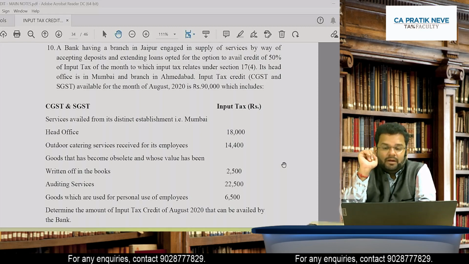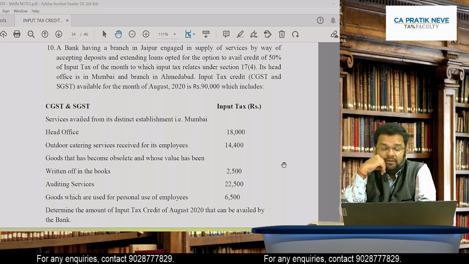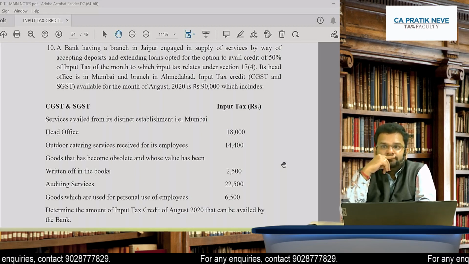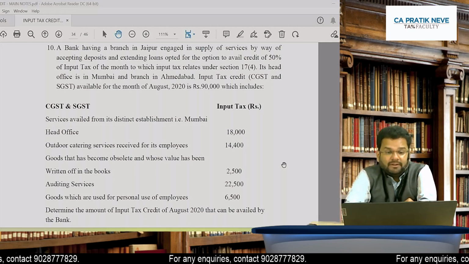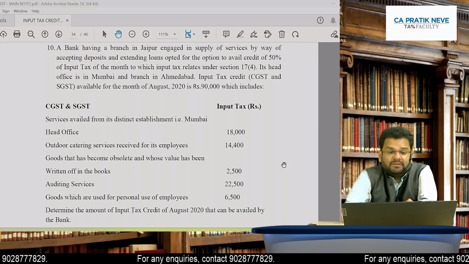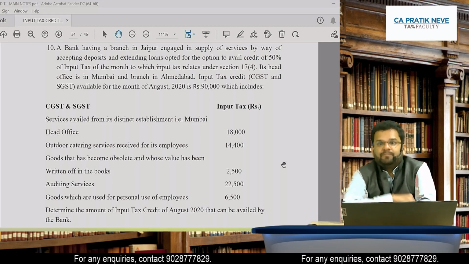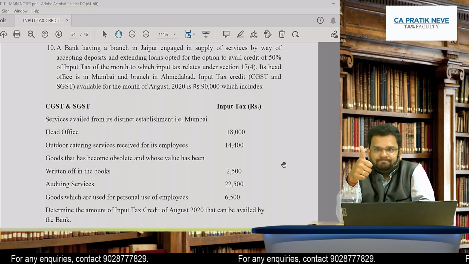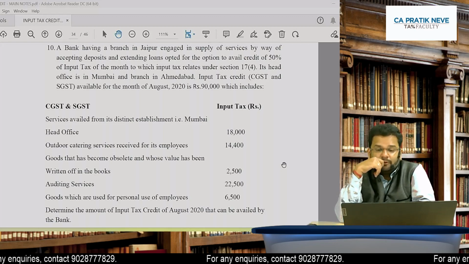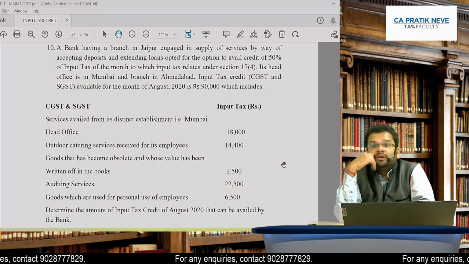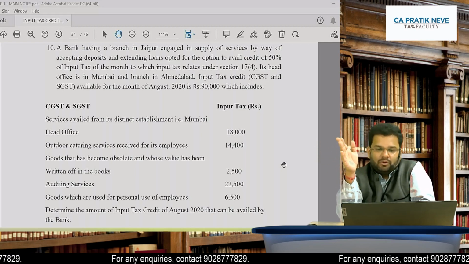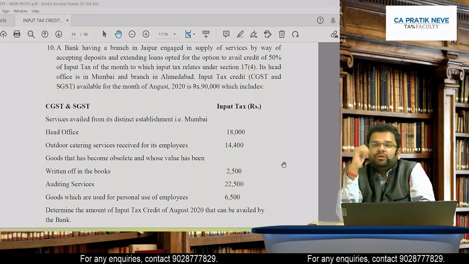Okay. So what is the total ITC for this month that you can see? Can you see it is 90,000? Yes. Now friends, what will you do with services availed from distinct establishment, that is Mumbai head office? You all know that here it is allowed to the extent of 100%. Yes, very good. So from 90,000, for the time being you keep 18,000 aside. Okay, so your remaining is 72,000.